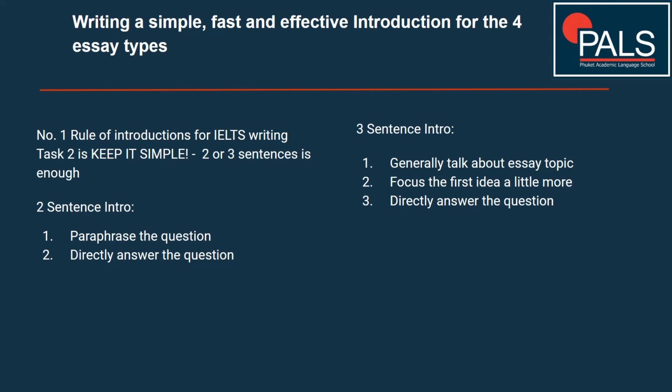So the number 1 rule of introductions for IELTS Writing Task 2 is keep it simple. Okay, keep it simple, guys. 2 or 3 sentences is enough. Don't fall into the trap of writing way too much for the introduction. It's not necessary. You don't have the word count and you don't have the time. So keep it to 2 or 3 sentences. This means you have more word count and more time to develop those body paragraphs and expand your ideas, which, as we know already, is what gets you the higher points and will get you over a band 7.5 in the test itself.